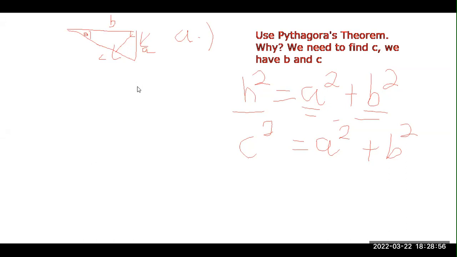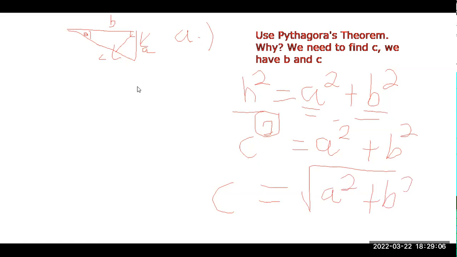Now we have a square here, right? And we want to just write what C is. So what we need to do is take the square root to get rid of that square. So we'd have the square root of A squared plus B squared as the answer.